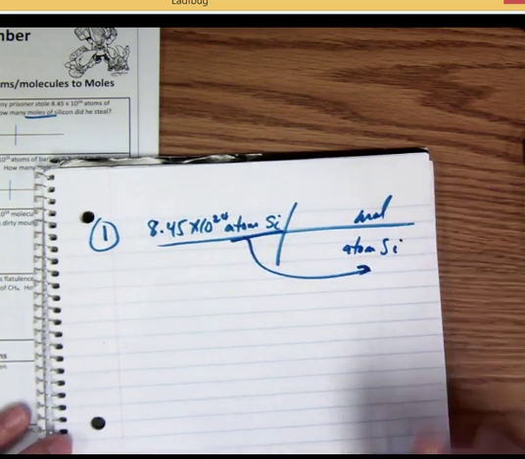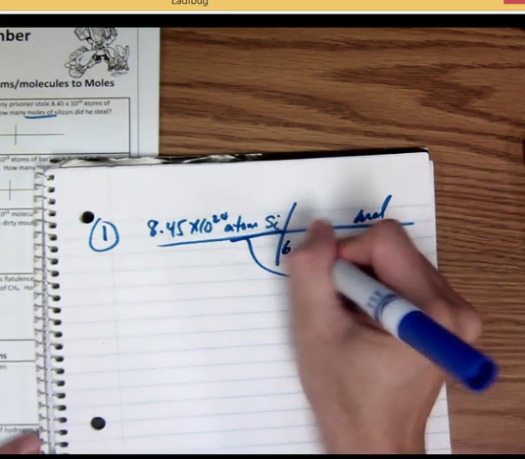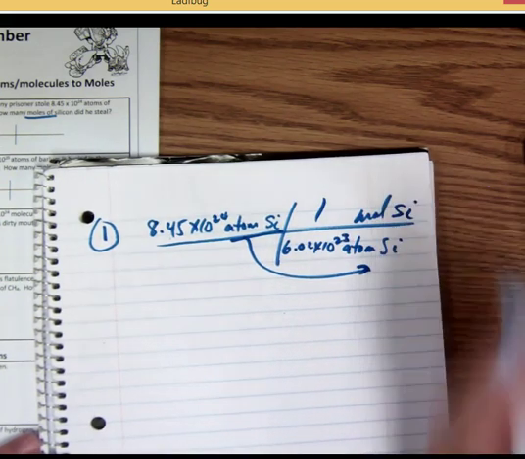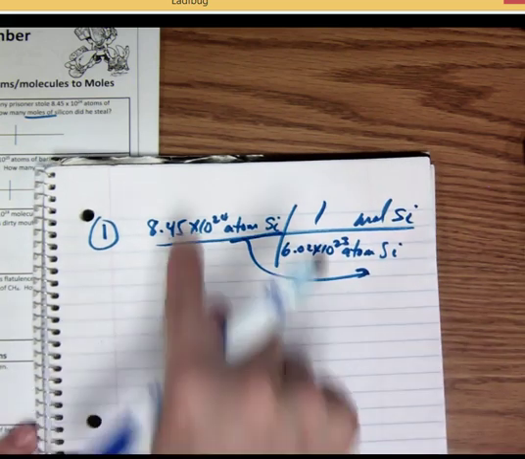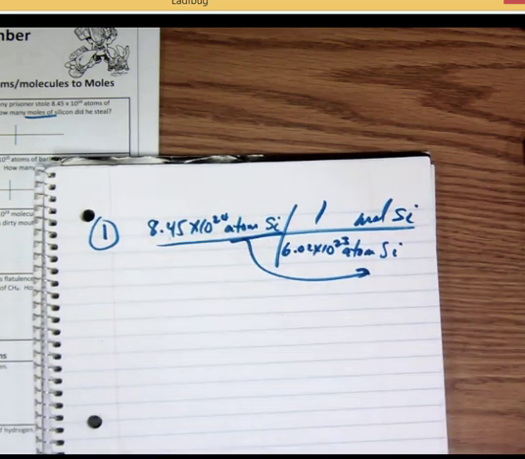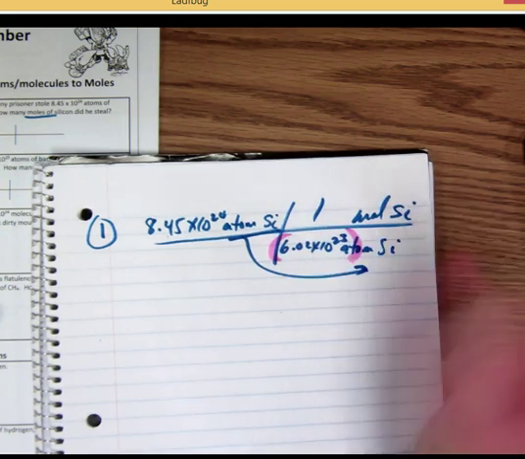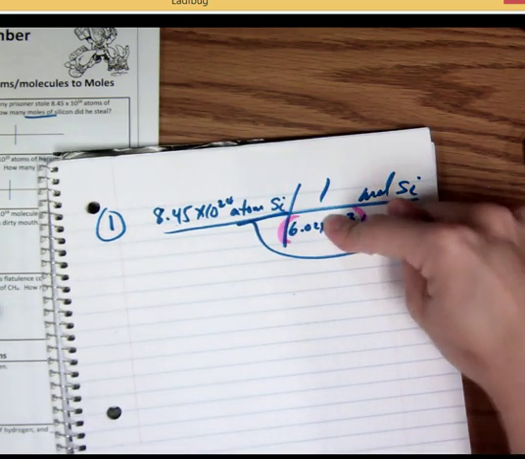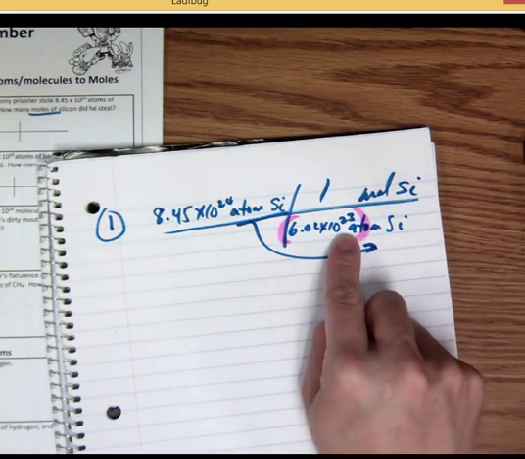Make that a habit. So 6.02 times 10 to the 23rd atoms is 1 mole of Si. Now 1 is on top, 1 is on the bottom. When you divide, you have to put parentheses around this thing. If you don't, it's going to divide by 6.02 and then multiply by 10 to the 23rd. So you don't want to do that.